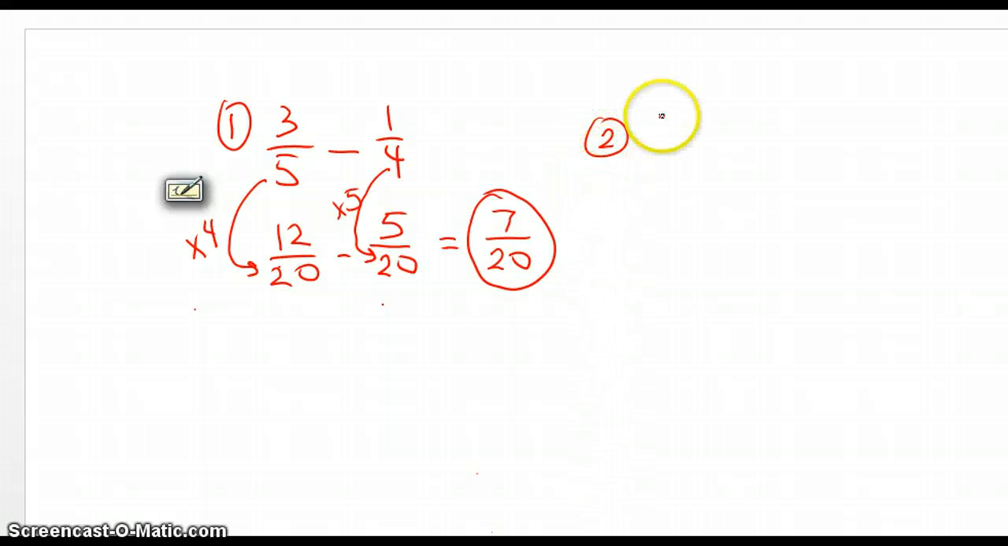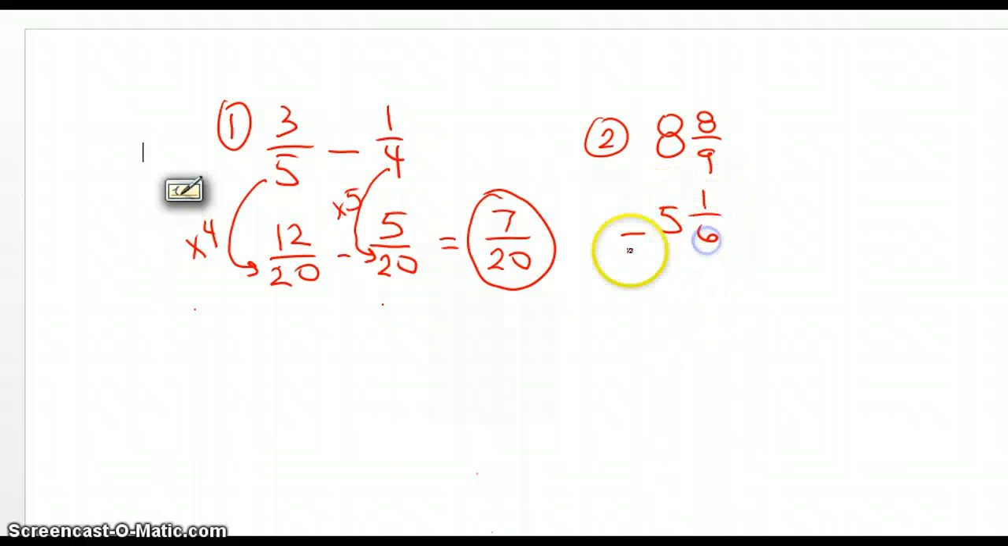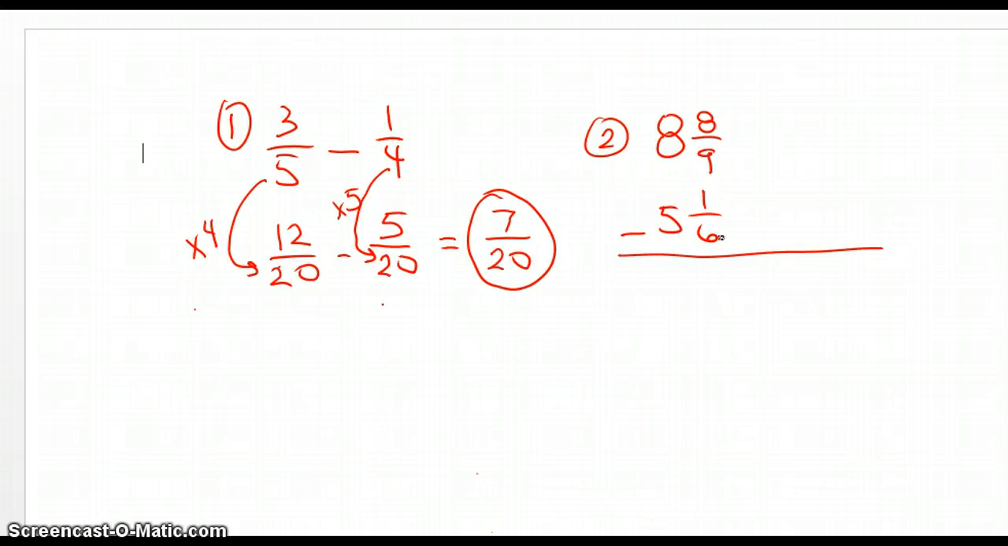Now, usually when we do mixed numbers, we write them vertically. Sometimes it's easier, so let's do that. So 8 and 8/9 minus 5 and 1/6. All right, same thing. We need to find common denominators. So 9 and 6, we need to think of multiples of that. 18 would be this answer. It would be the smallest common multiple.